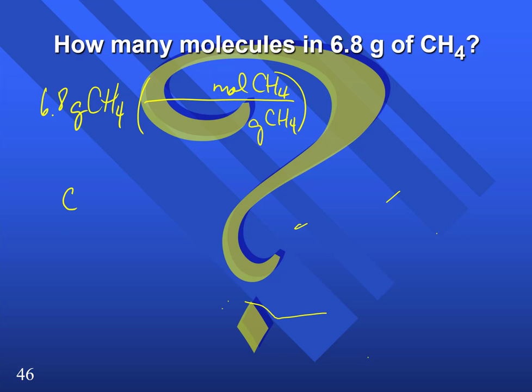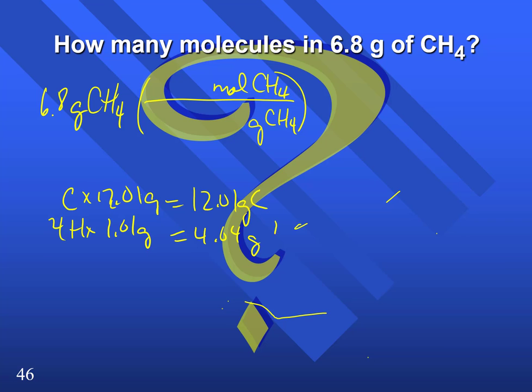So I've got one C and 4 H's. The carbon's 12.01 grams. The hydrogen's 1.01 grams off the periodic table. So that gives me 12.01 grams of carbon and 4.04 grams of hydrogen. That adds up to 16.05 grams altogether. One carbon at 12.01, 4 hydrogens, that's 4.04, and 4.04 and 12.01 is 16.05. And that number's next to grams, so I put the 16.05 next to grams.